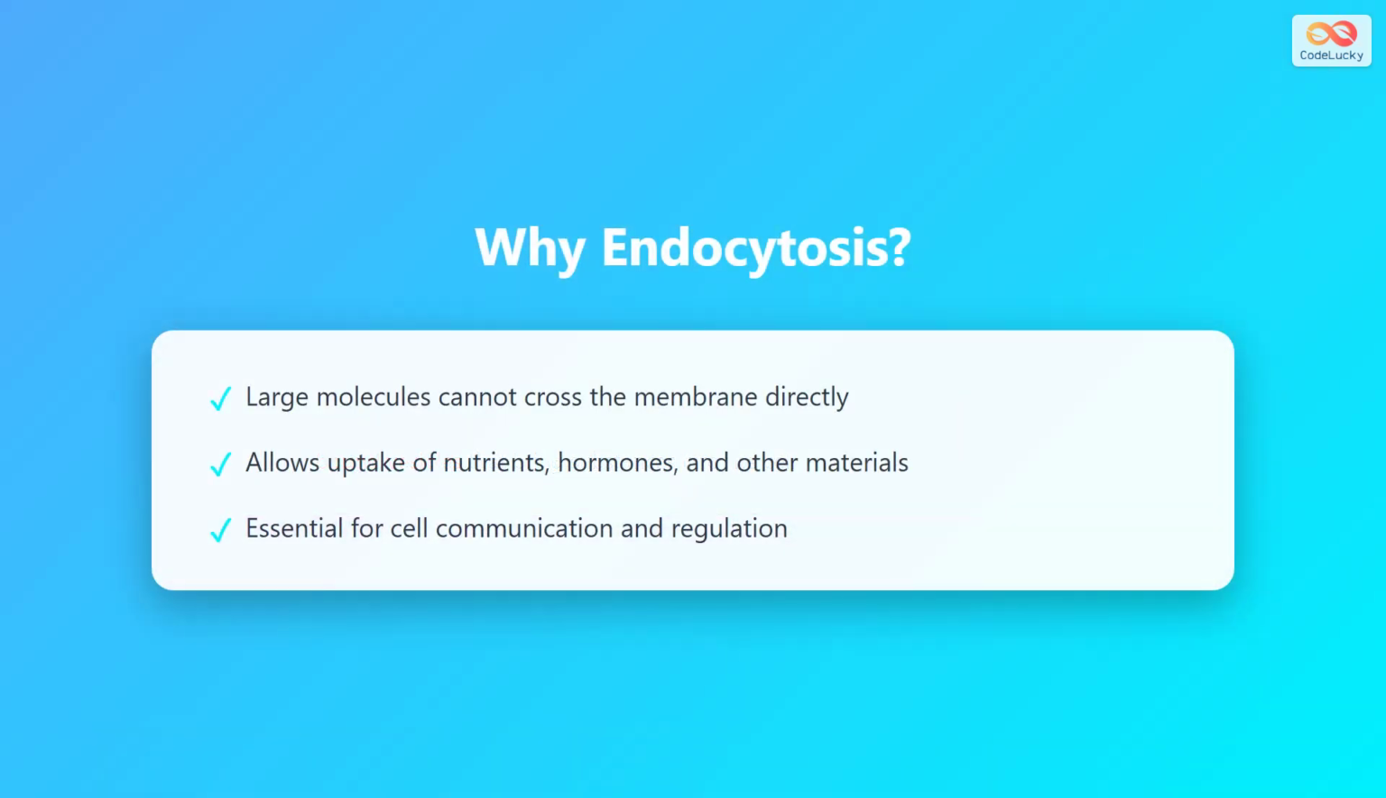Why do cells need endocytosis? First, large molecules cannot cross the membrane directly. The cell membrane is selective, and many important substances are simply too large to pass through. Second, endocytosis allows uptake of nutrients, hormones, and other essential materials that cells need to survive. Finally, this process is essential for cell communication and regulation, helping cells respond to their environment and maintain proper function.